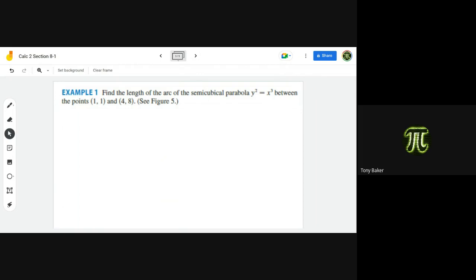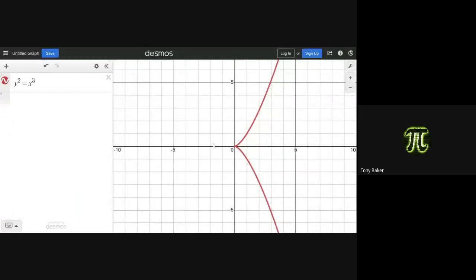So we're looking at the equation y squared equals x to the third. So let me actually graph it so you can see it. So this is what y squared equals x to the third looks like. And we're looking at it from points (1, 1) to (4, 8). So 1 is less than x is less than 4.